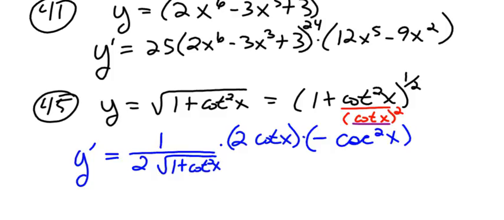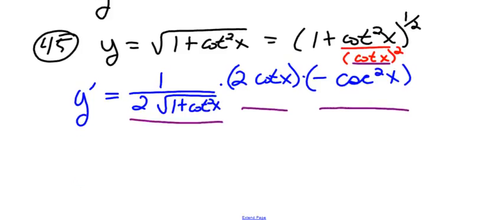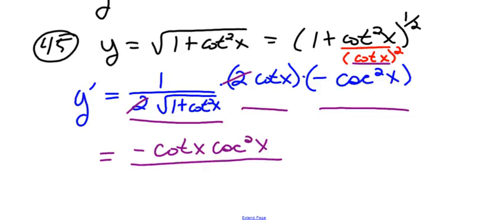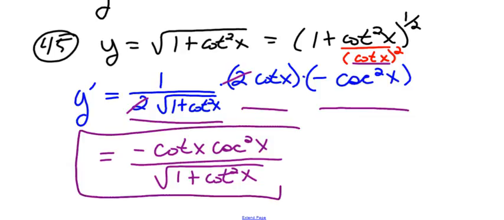So now I've done where I've had to repeat it and do the chain rule twice. So this one technically is the derivative of the outside, the inside, and I multiplied them all through. Just going ahead and neatening this up, I see that these 2's reduce, and I now have a negative cotangent x cosecant squared x over the square root of 1 plus cotangent squared x. And that would be my answer for that one.